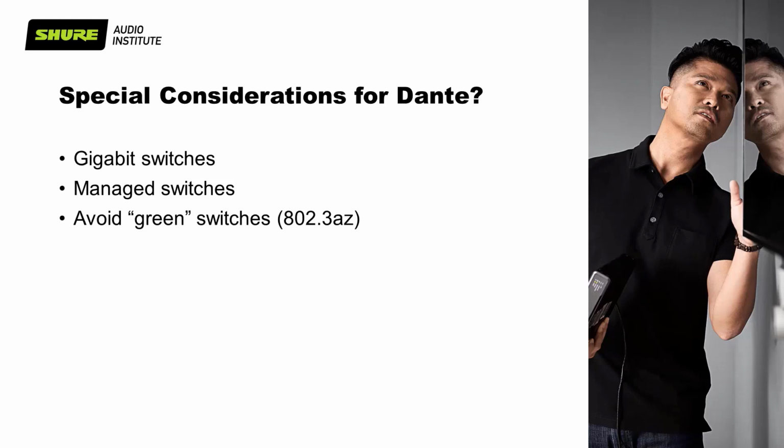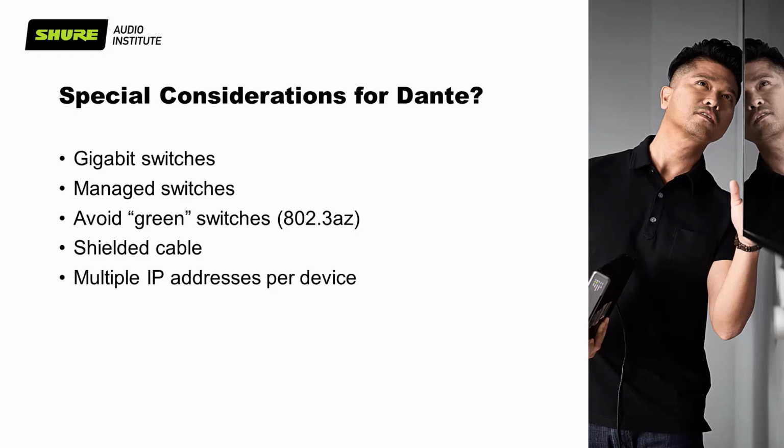Power over Ethernet can be helpful, since a lot of these Dante devices, many of Shure's devices included, require power over Ethernet in order to operate. Shielded cable is just kind of a good best practice for these. Be aware that many of these devices might have multiple IP addresses. So as you start putting audio equipment on your network, make sure that you have enough IP addresses available to support all of these devices. The last point there mentions that Dante flows are unicast by default. Let's talk a little bit more about that, actually.